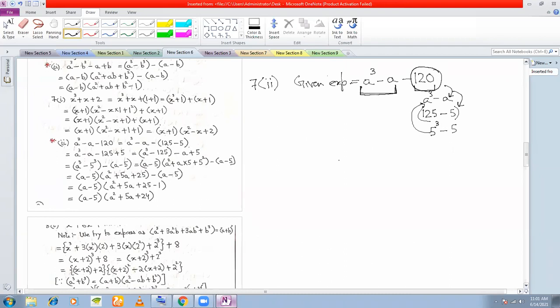Now before proceeding with this, let me just give you another example. Suppose I have a cube minus a minus 64. Suppose this was a problem. Let's say minus 60. Then how will you break up 60? This is a cube minus a. How will you break up 60 as a cube minus a? Which is the perfect cube that is very closest to 60? 64, right? So I'll say 64 because 64 is 4 cube minus 4. So this is 4 cube minus 4.